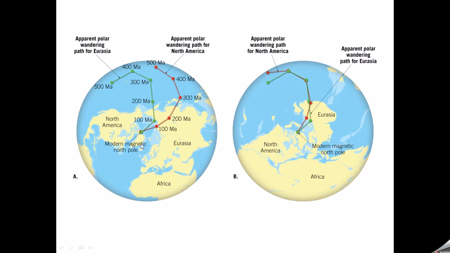So here we have the apparent polar wandering path for Eurasia. This is the present-day geographic position. And this is the apparent polar wandering path of North America, 100 million years ago, 200, 300, 400, 500. So when they tried to match these paths together, what did they get? They got the same geographic configuration of Pangaea. That means the plates are moving.